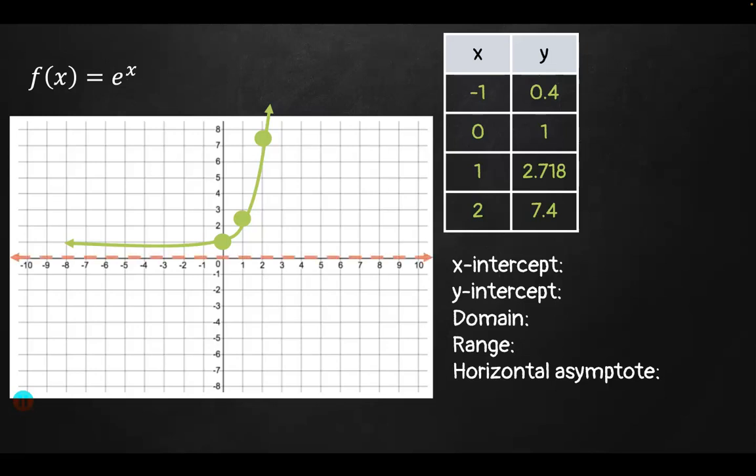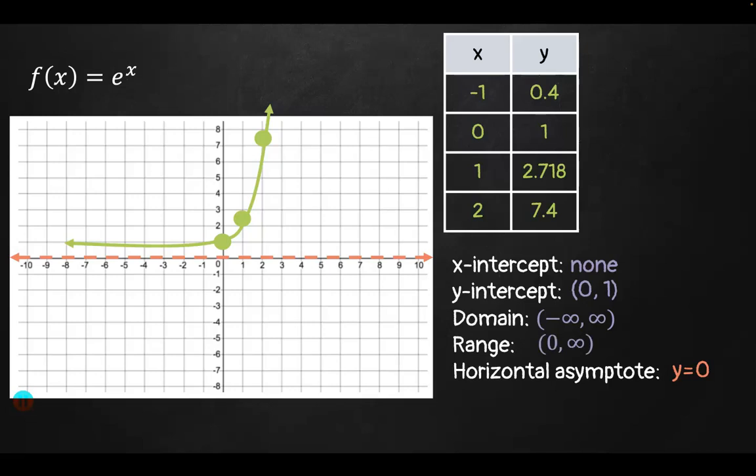Now, with your parent function with exponential growth, you're going to have your horizontal asymptote right at y is equal to 0. With this, you're not going to have an x-intercept, because that asymptote hinders the graph from crossing. So you're going to write none. For my y-intercept, we can get that from my table where my x is 0, my y is 1. Domain is always going to be all real numbers for my exponential functions here. And my range, in this case because of my horizontal asymptote, is going to go from 0 to infinity.